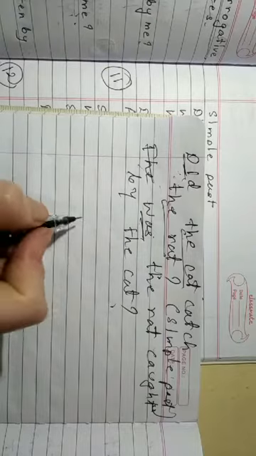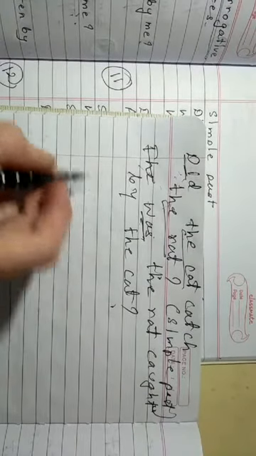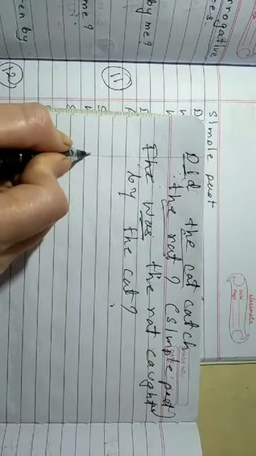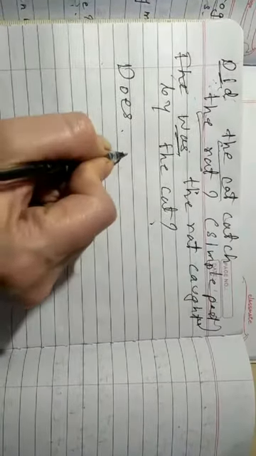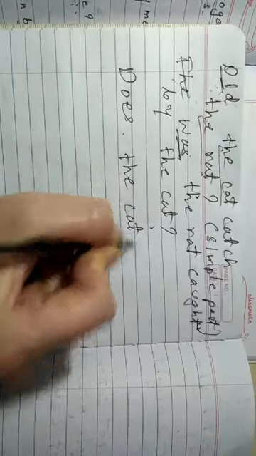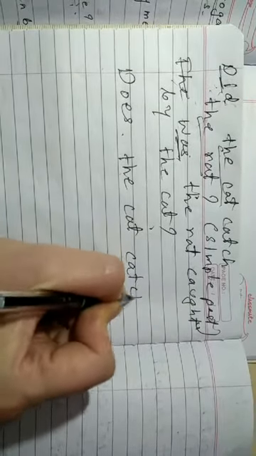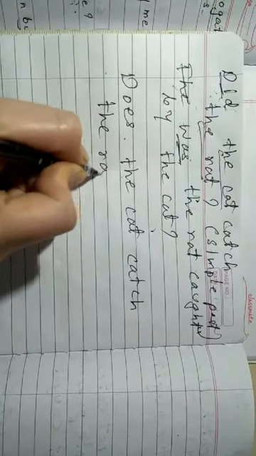Now we'll write the same in simple present tense form. Instead of did, here I'll use does. Why I am using does here, children? See, we have learnt here. Okay. Do form of helping verb in case of present tense for third person singular, what we have to use? We have to use does. So here the cat is a singular word. That is why does the cat, okay, catch the rat? Does the cat catch the rat?